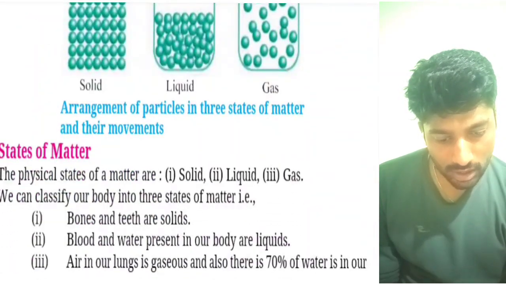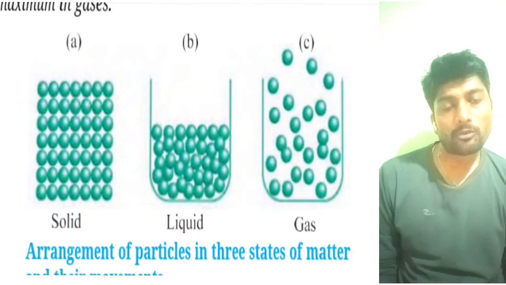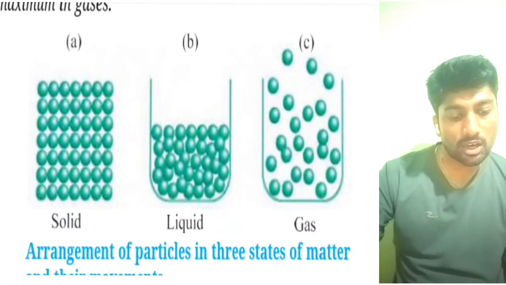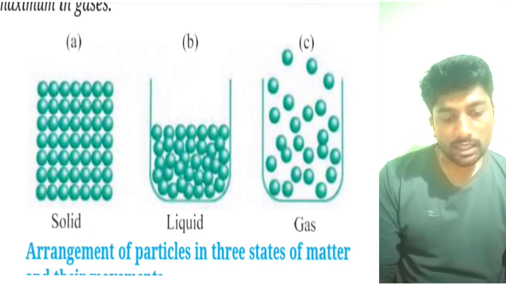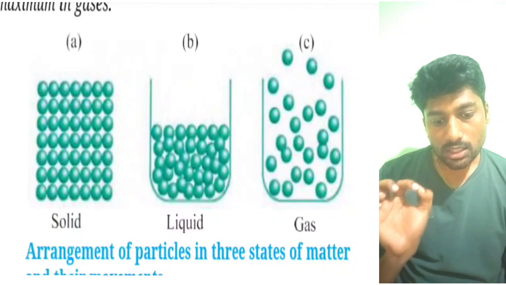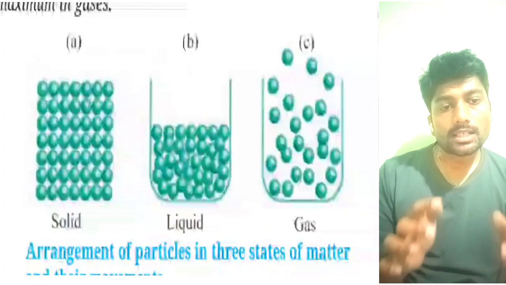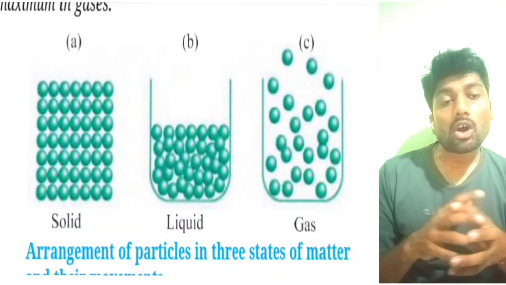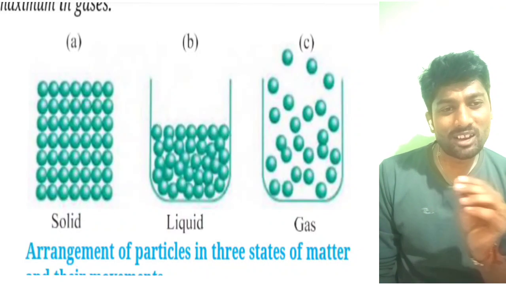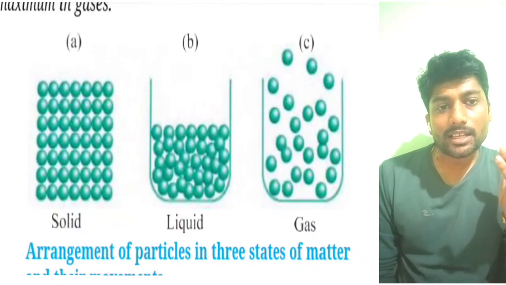Next, states of matter. In the states of matter, we have three types of states: solid, liquid, and gases. Those small ball-like structures are the particles. In the first one, solids, all the particles are tightly and compactly arranged. But in the liquid, they are not compactly or tightly arranged. A little bit of space is there. They are a little bit freely arranged.